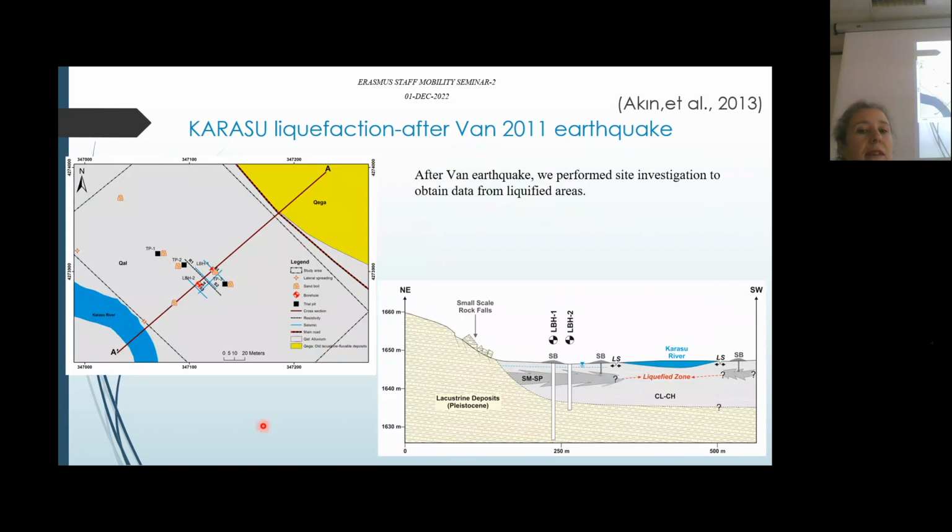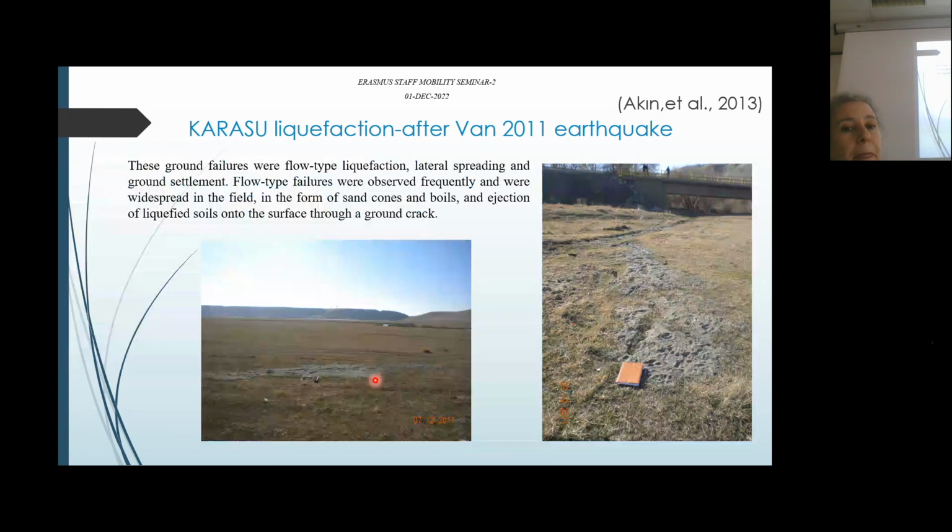Just after the event, some of our professors went and arranged the borehole work, and we got only two boreholes in order to observe the sand boiling behavior at that stage. And we opened some trial pits to get samples for the site investigation of the liquefied area. It's a kind of flow-type liquefaction that we observed with ground settlement.